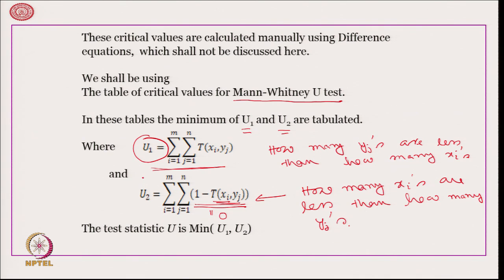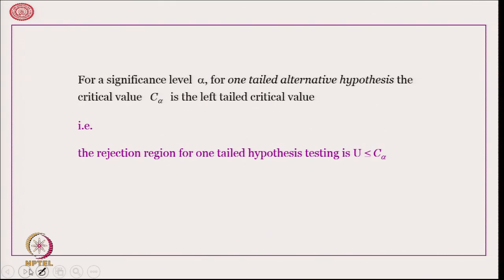Therefore, when we calculate U1 and U2, we take the minimum of them and we call that the U statistic. So, for a significance level alpha, for a one-tailed alternative hypothesis, the critical value C alpha is the left-tailed critical value. We will check if it is smaller than some critical value C alpha or not, and that is what we want to test.